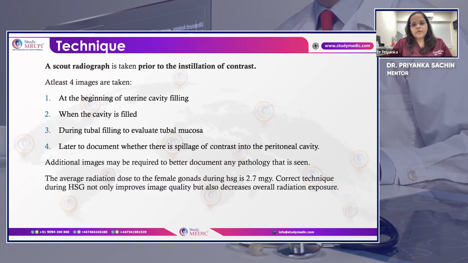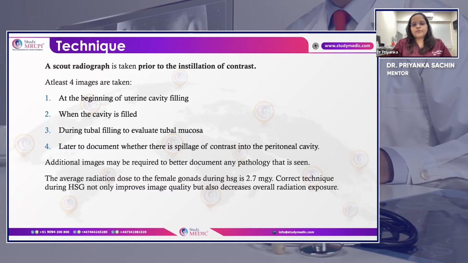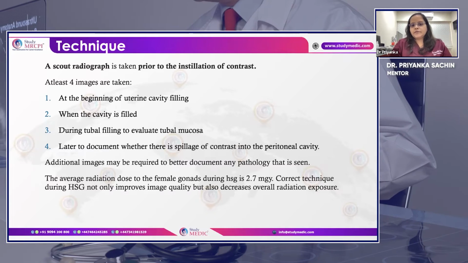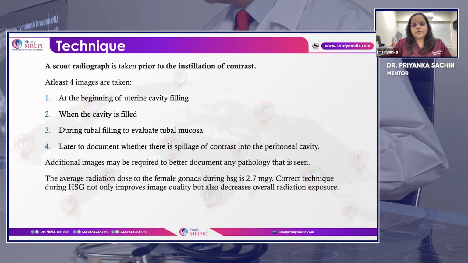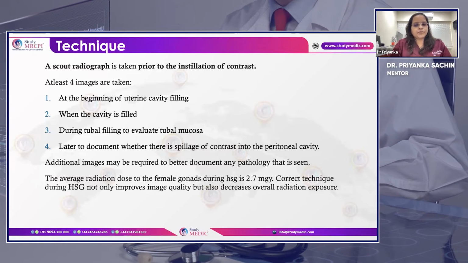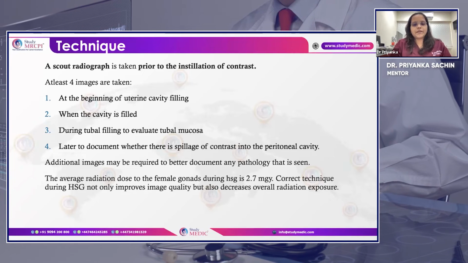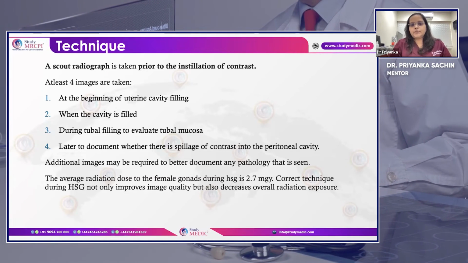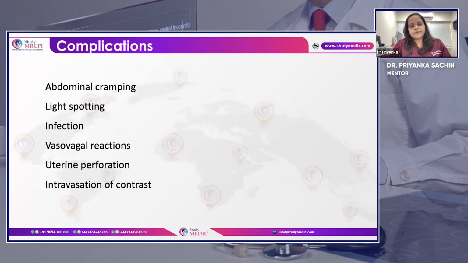And additional images may be taken depending upon the person who is doing it. Okay, so the maximum radiation dose to the gonads during HSG is 2.7 milligray. And the correct technique during the HSG not only improves the image quality but also decreases overall radiation exposure. So the more correct the position, the less the radiation, and it also improves the diagnosis. So that's why the positioning of the uterus is very important.